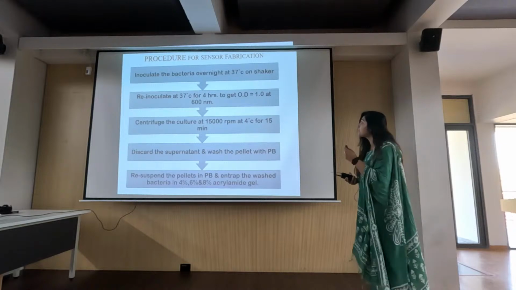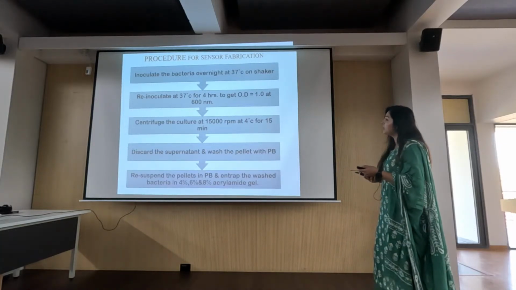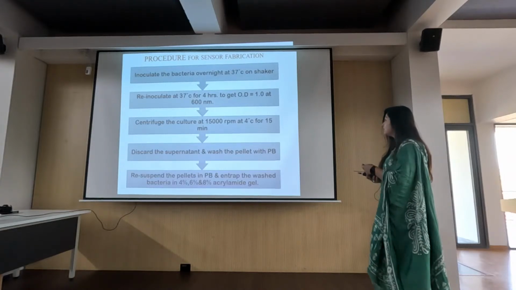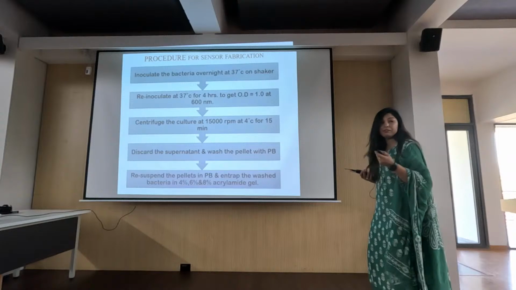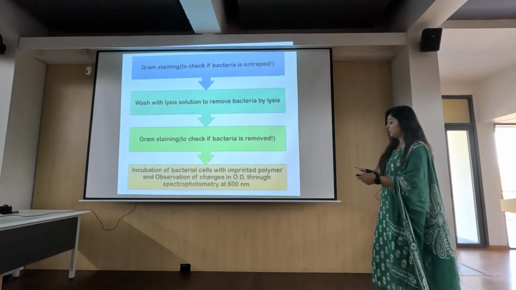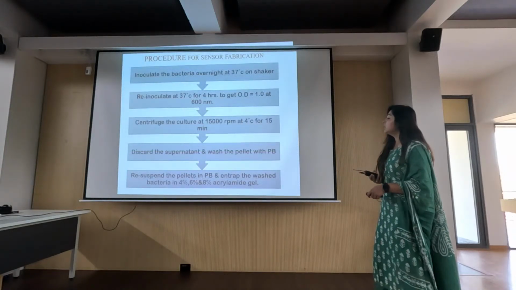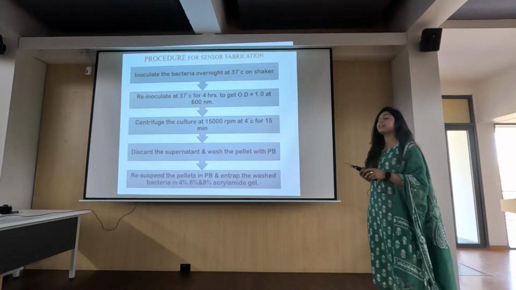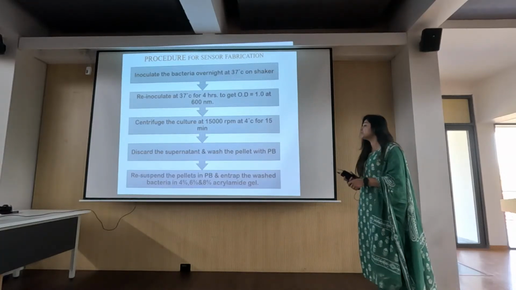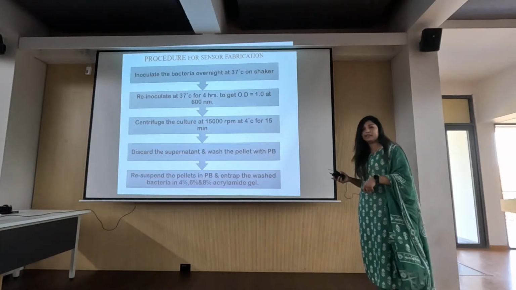So this is the procedure for the sensor fabrication. In general, we incubated the bacteria overnight, right? And then incubated for 4 hours to get an OD of 1, which we measured at 600 nanometer. Then centrifugation, everything, right? After that, we made 4, 6 and 8% acrylamide gel. We have chosen such concentrations because only at these concentrations could we find entrapment of the bacteria, neither more, neither less.